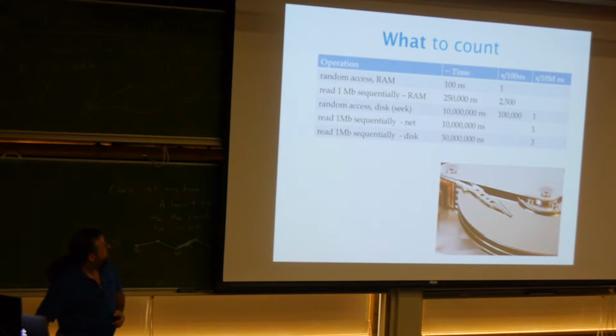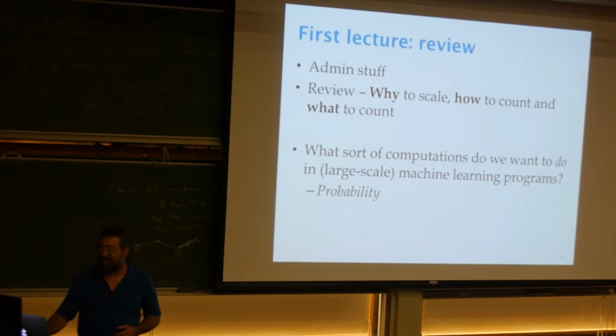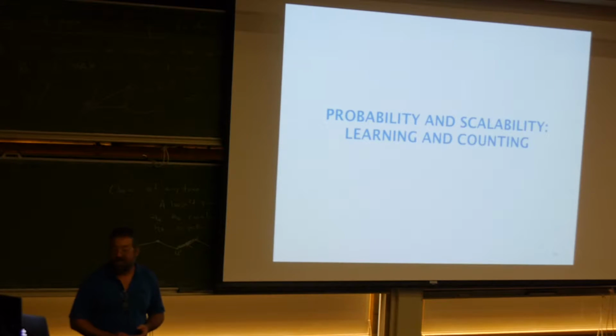Okay, so these are the different things to count. This is kind of our review, okay? They're sort of like these different hierarchies of activities and costs of storage, okay? So that's kind of review, all right? The next thing I want to talk about is I want to spend a little bit of time talking about what kind of computations we want to do. And for machine learning programs, one very large class of computations that we think about a lot are probability computations, okay? So I'm going to talk a little bit about probabilities and scalabilities.